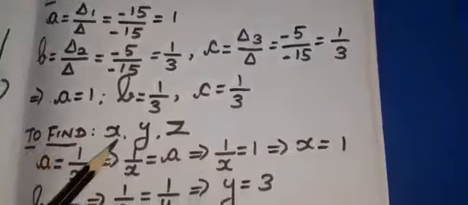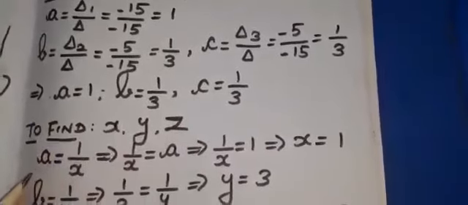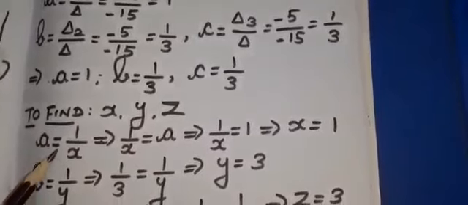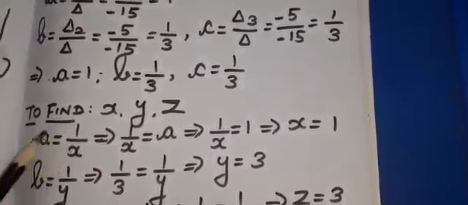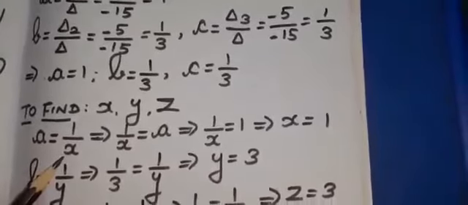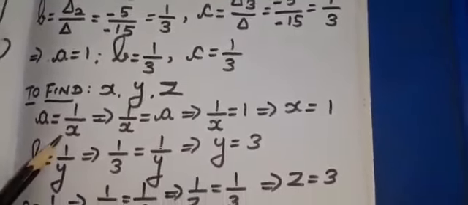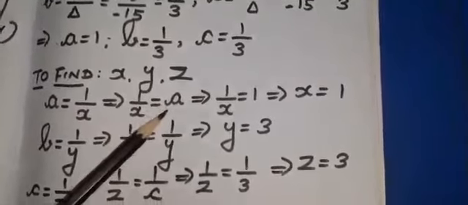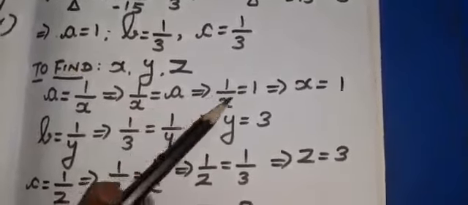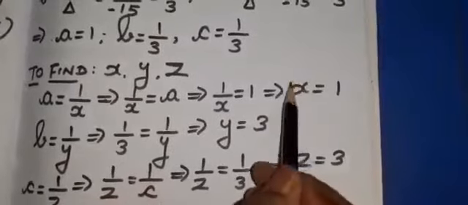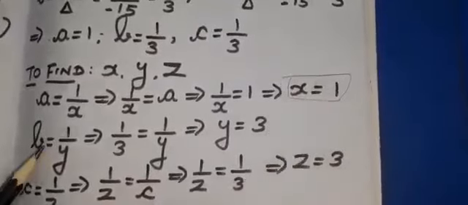So to find X, Y and Z, what is the procedure I had done before? I have written here as A equal to 1 by X. Again, using this concept, I am going to find the answer for X and not for 1 by X, students. I am going to find the value for X. That is, you can rearrange this one. That is 1 by X equal to A. What is the value for A I have found now? 1. 1 by X is equal to 1. Cross multiply the term. You will get the answer as X is equal to 1.